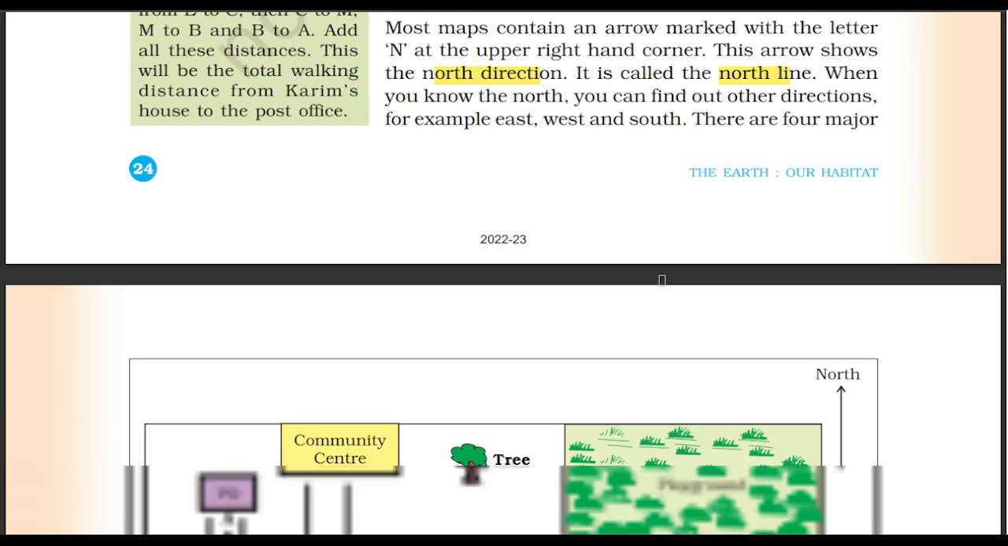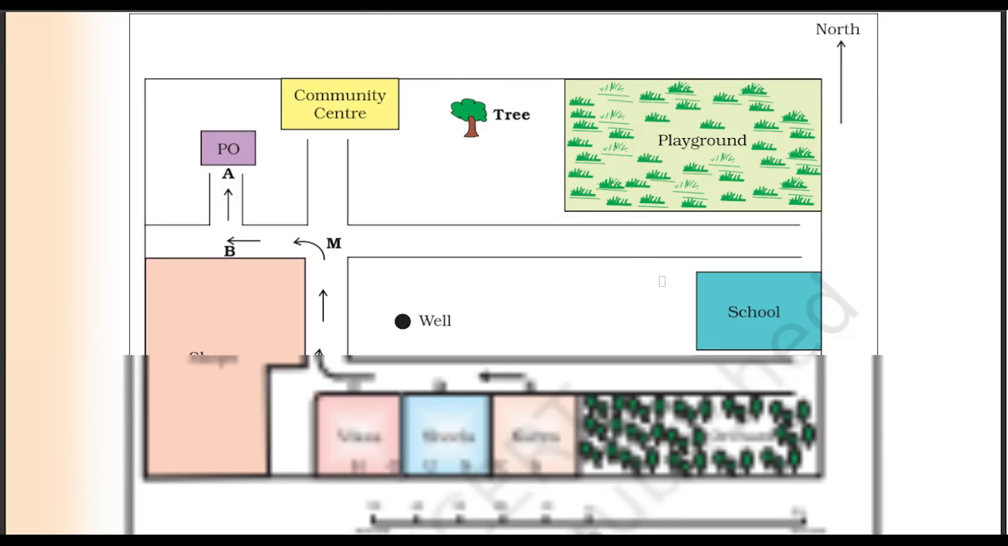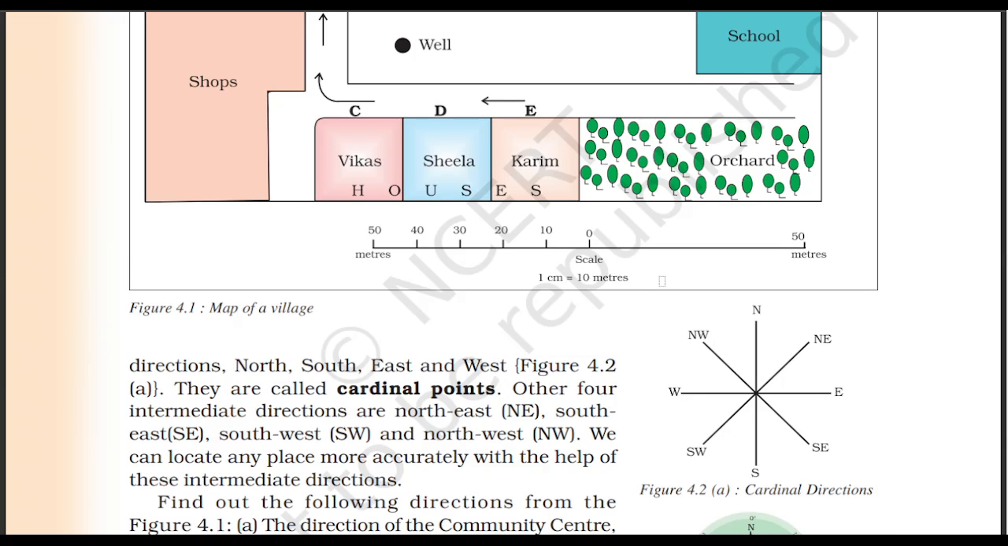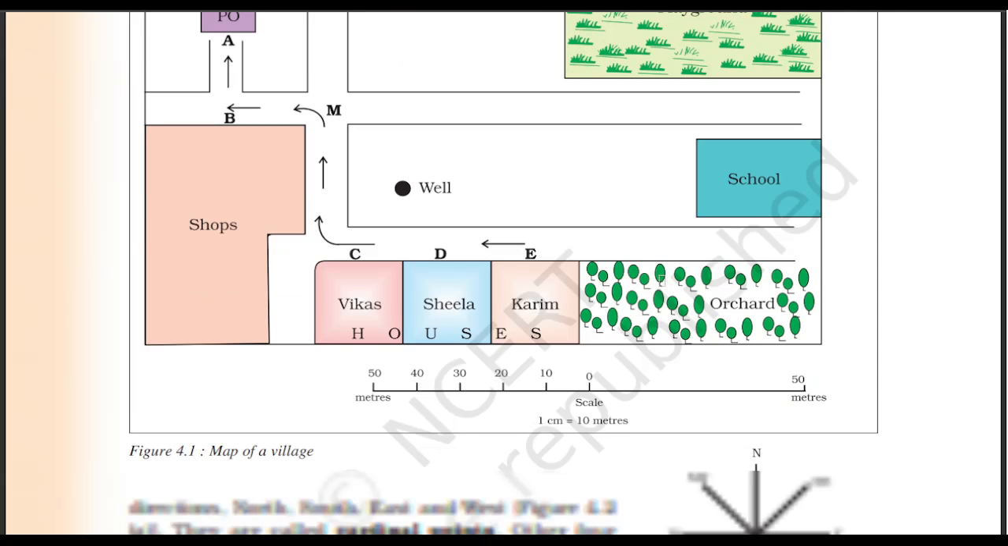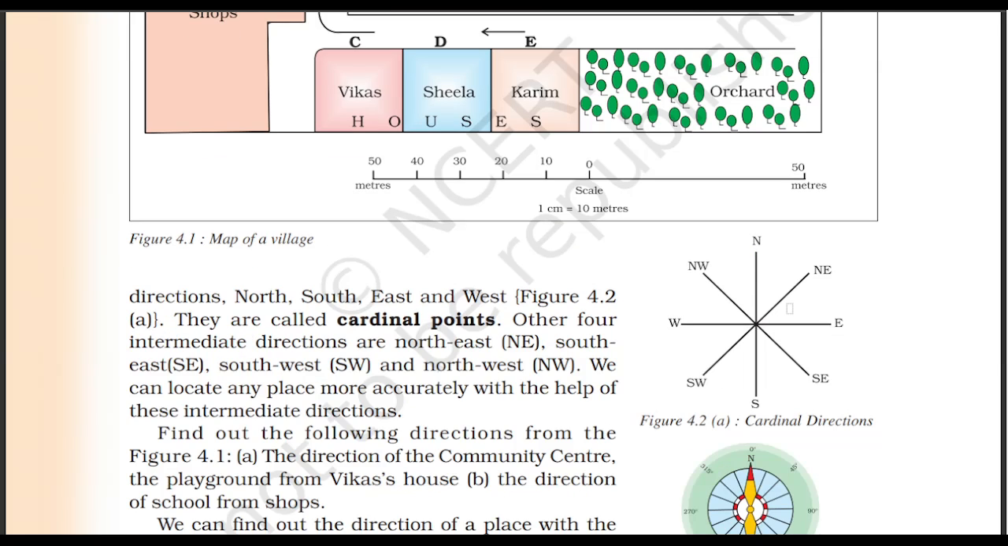There are four major directions: north, south, east, west. You can see this on the map. These are the main four directions: north to south, west to east. They are called cardinal points.